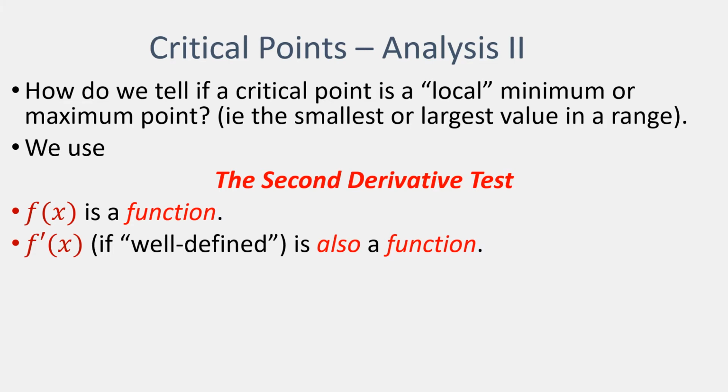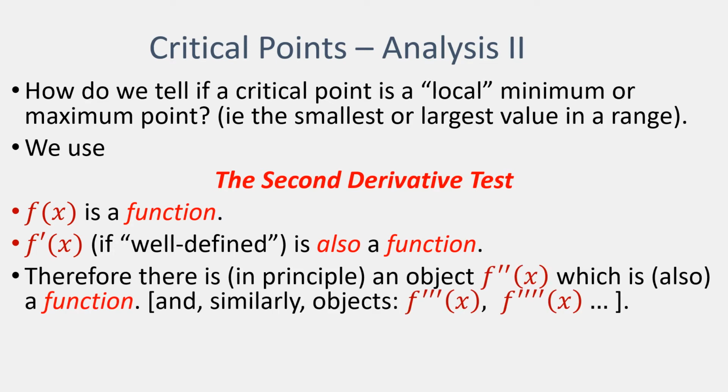And if its first derivative exists, if it's well defined, well, the first derivative is also a function. And so in principle, we can think of taking the first derivative of the first derivative. In principle, there exists some object, which I'll use this notation to describe, and this object, just as we went from here to here, this object is also a function. So we can take its first derivative and continue taking the first derivative of that.